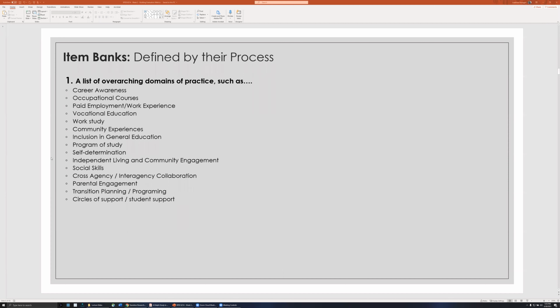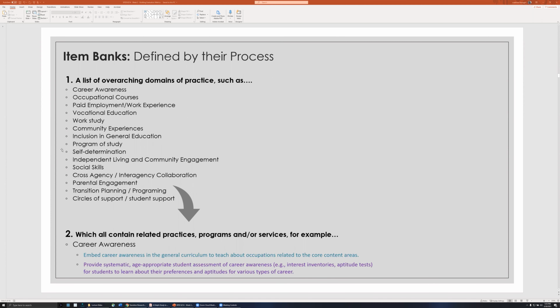So this Rowe article that we're going to be using a lot this semester, and now you've become a little familiar with from your 2.1 assignment, we're going to first start off with a list of overarching domains of practice. This is the list you'll be using. We're going to look at those overarching domains of practice. From that, we're going to acknowledge that each of those domains of practice contain related practices, programs, and services, right?